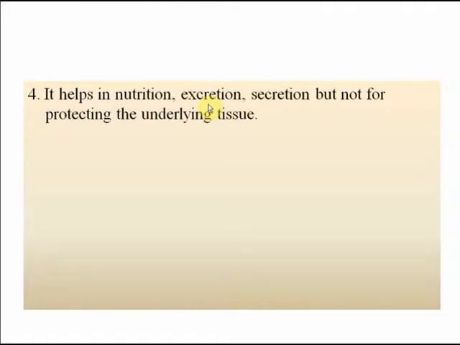Students, every epithelial cell is in direct contact with the underlying basement membrane, which acts as a selectively permeable membrane. So it is generally found where absorption and filtration occur. And moreover, the thinness of the epithelial barrier facilitates these processes, but it won't protect the underlying tissue. What is this underlying tissue? This is connective tissue. So, epithelial cells help in nutrition, excretion, secretion, but not in protecting the underlying connective tissue.